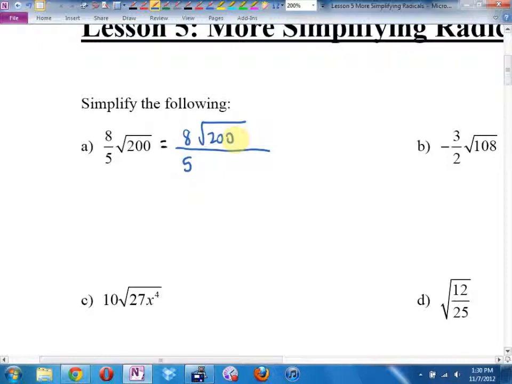Now, what did the instructions say? Simplify. That means write this in simplest radical form. Reduce this radical. So let's put an equal sign. Let's rewrite the 8. Let's draw a fraction line. Let's rewrite the 5. We want to write that square root of 200 as something times something. And specifically, we want to write it as a perfect square times something else.